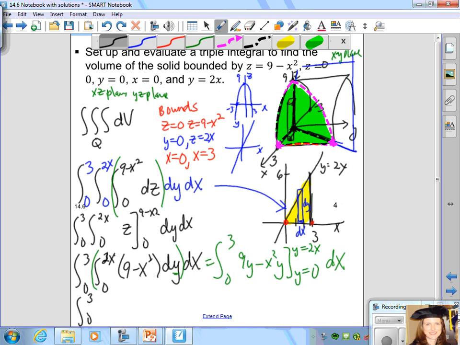But simplify. When we evaluate y equals 2x, that's going to give us 18x, and replace the y here with 2x, it's going to give you minus 2x to the third. When you plug in 0 for y, you get 0. So you get 18x minus 2x cubed, all of that dx. Now here we have a single definite integral. You can evaluate this and get the volume of that solid region bounded by those equations is 40.5.